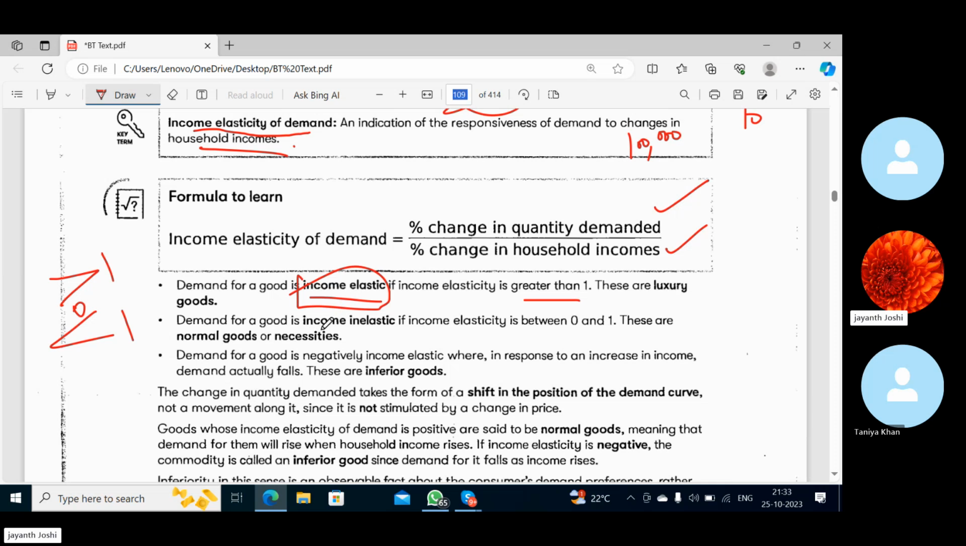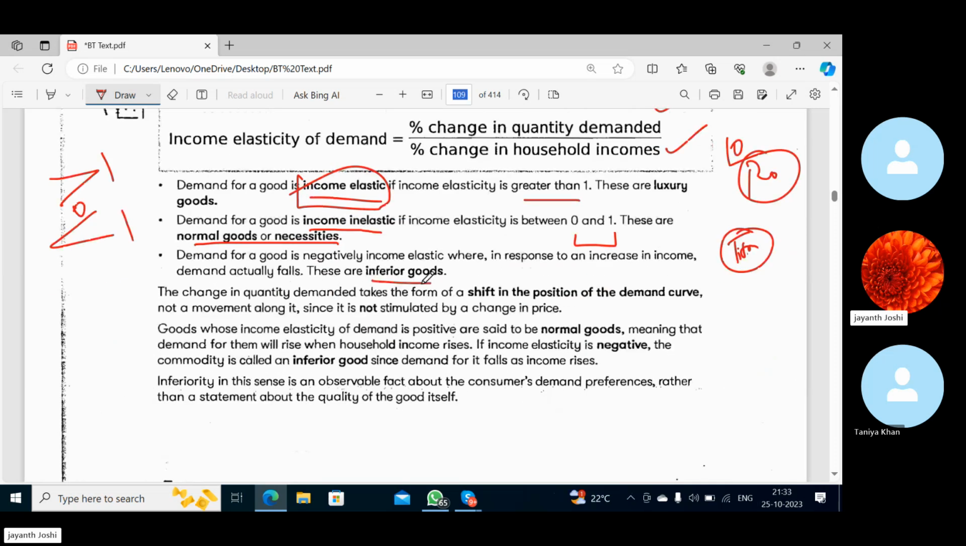Demand for a good is income inelastic if income elasticity is between 0 and 1. Less than 1, I already told you, these are normal goods or necessities. When your income is very high, you try to buy something very luxurious. You don't go for basic things. Someone whose income is 10 lakhs will go for a Rolex watch. Why would he go for Titan? Titan is a necessity. Rolex is a luxury.